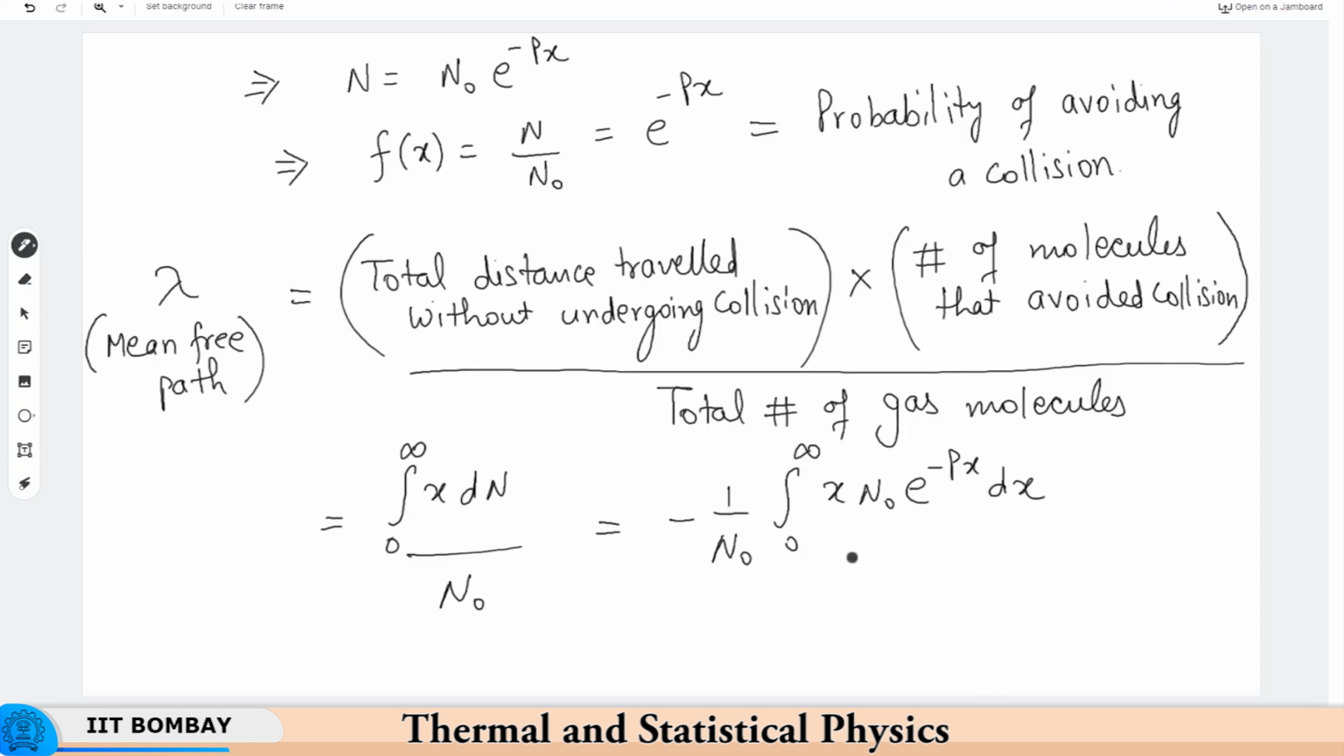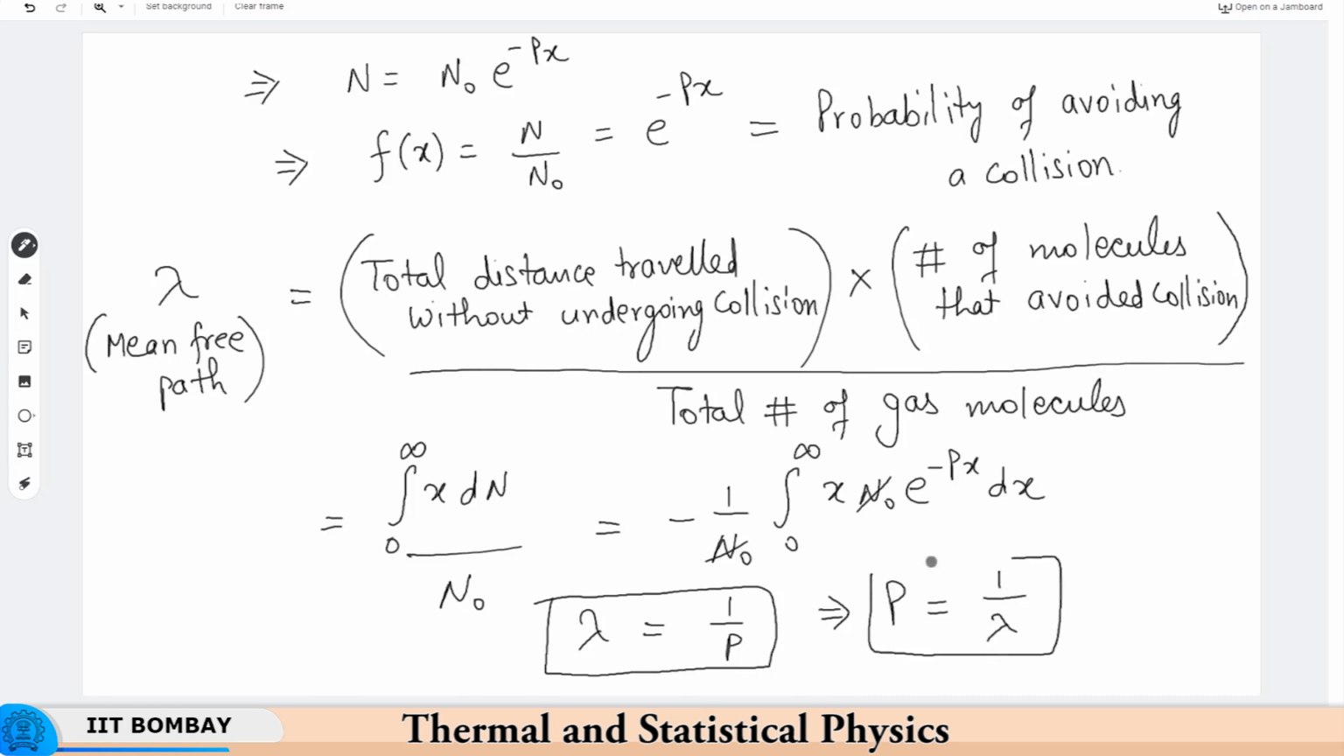I leave it to you to solve this integral. You just have to do integration by parts. These terms cancel out, and I will just write down the final result. So, lambda is 1 by p, or even more useful, the proportionality constant that we used is nothing but the inverse of lambda. Therefore, the final answer is that this function f of x, which is n by n0, is the exponential of minus lambda x.